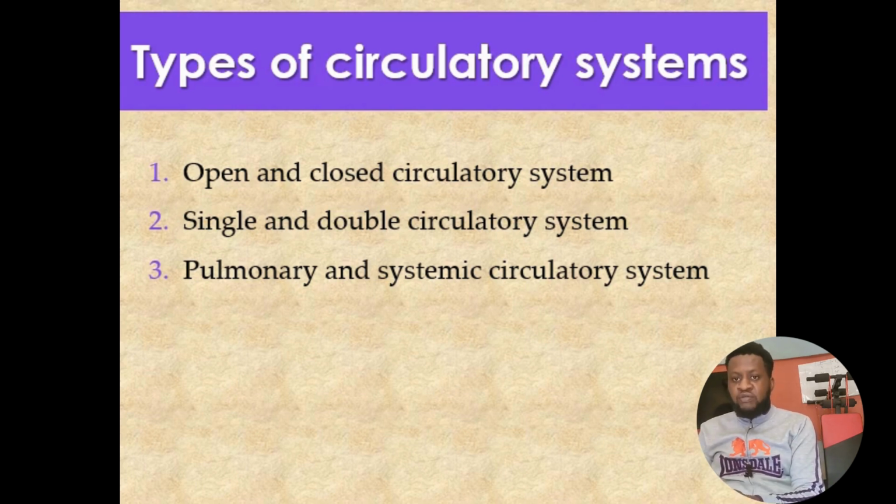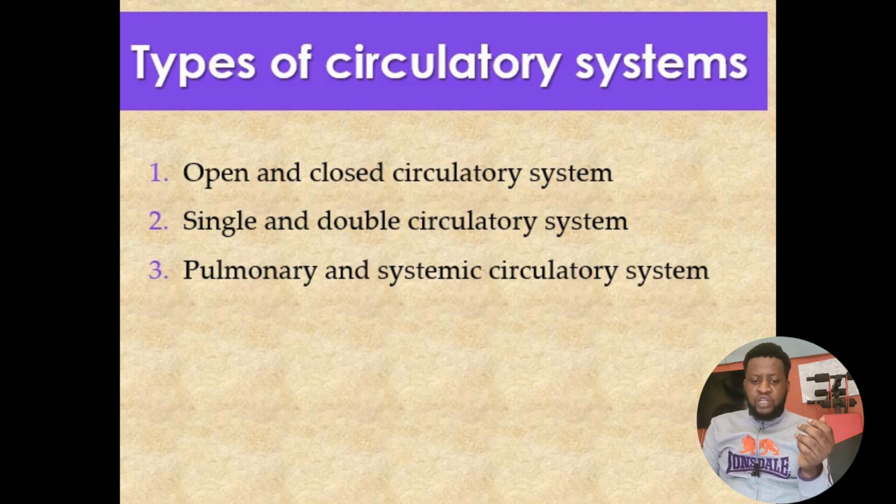So we can see a case of human beings, for example. We have a closed circulatory system and a double circulatory system, and we also carry out both pulmonary and systemic circulation. But some organisms have an open circulatory system, a single circulatory system, and then pulmonary and systemic, and so on and so forth. Now we get to understand it better as we move. So let's start with the open circulatory system. Let's see what that says.